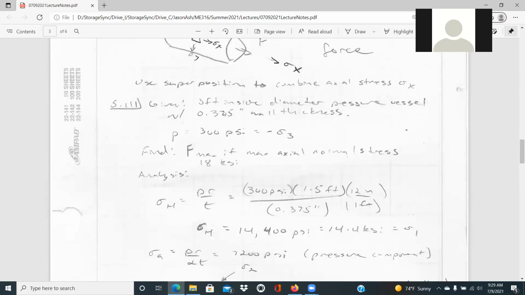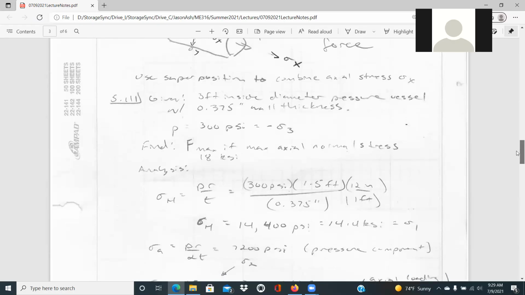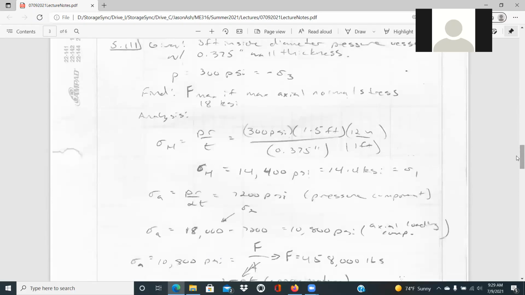And so here we're given that we have a 3-foot inside diameter pressure vessel with a 0.375 inch wall thickness. And the pressure is equal to 300 PSI, which would be equal to minus sigma 3, the stress on the inner wall of the pressure vessel. And what we're asked to find is the maximum force that can be applied to this at the same time as that pressure, if the maximum axial normal stress is 18 KSI.